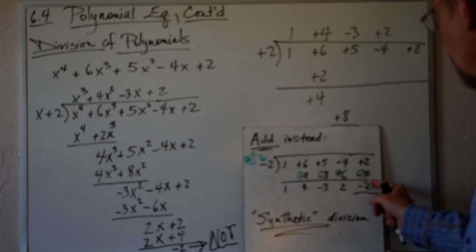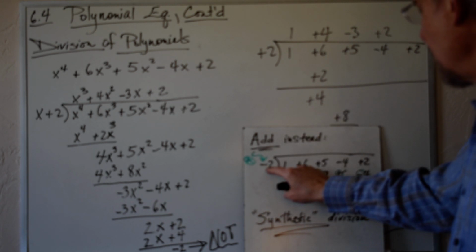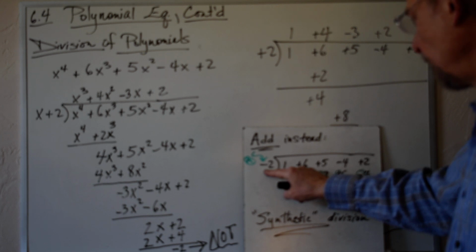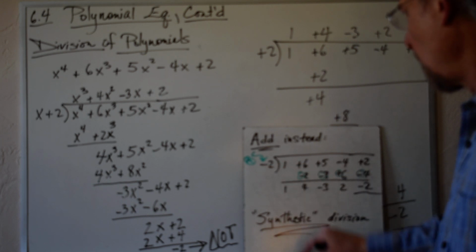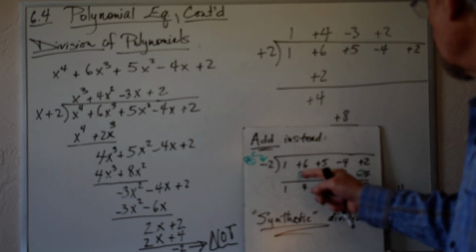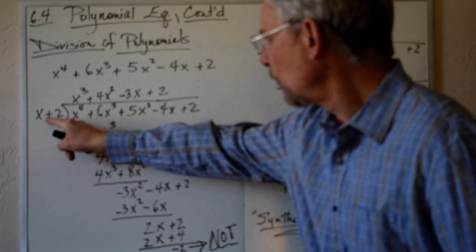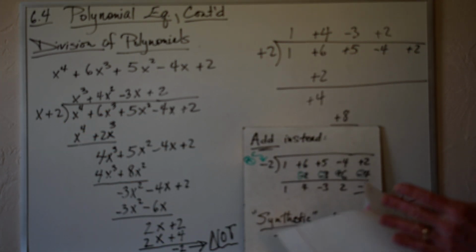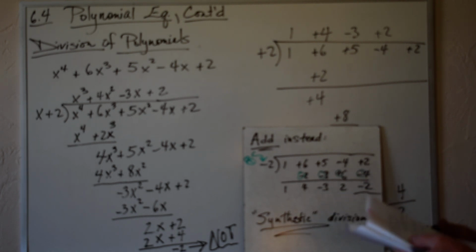If your remainder is 0, then -2 is a root of the polynomial, which tells you that x plus 2 is a factor of the polynomial. Pretty good.